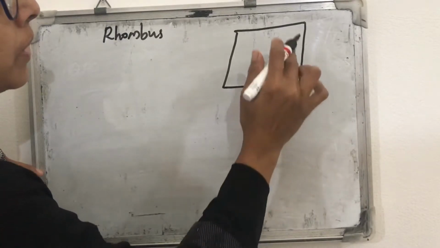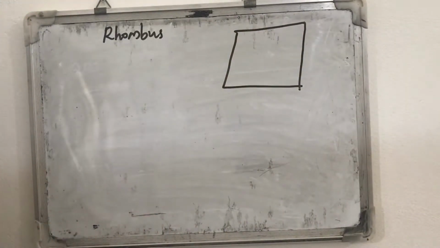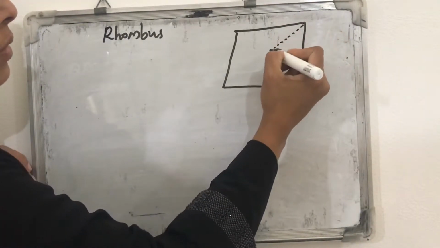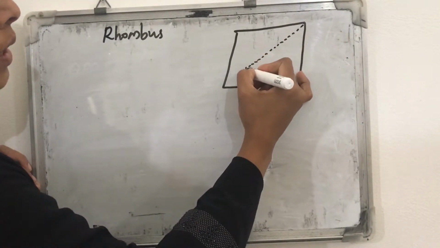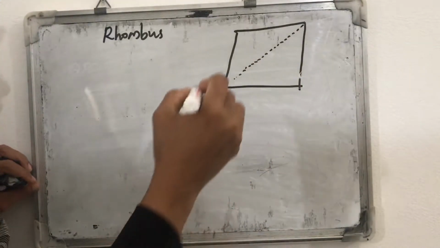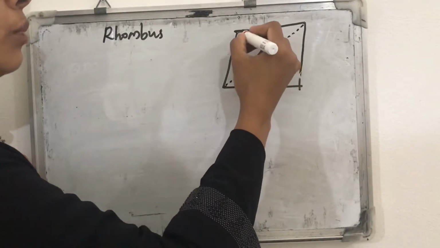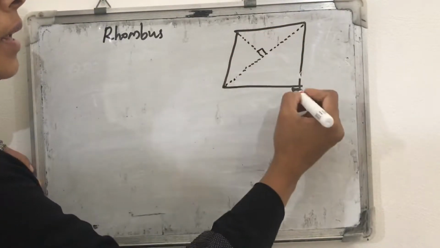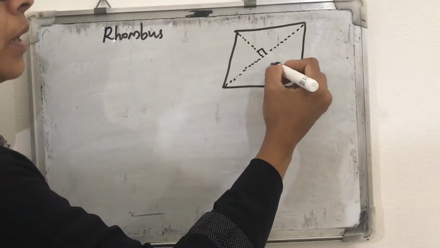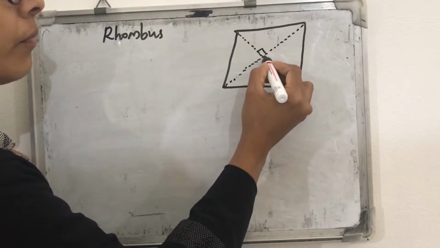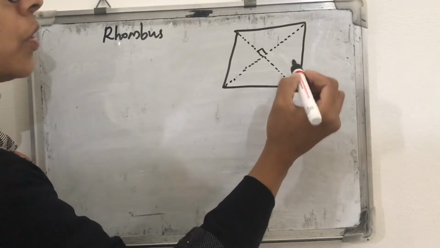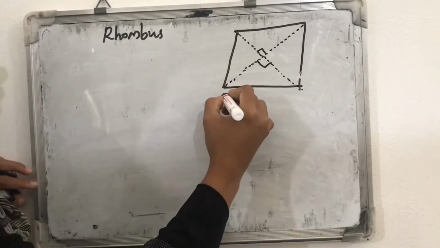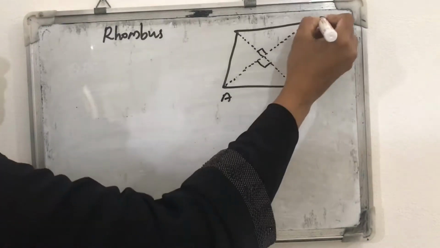All sides will be equal for a rhombus. So in this case also, we split that rhombus into two triangles, and mark the heights for both. Here this is the height, so this angle will be 90 degrees, and here also we can take the height, which will also be 90 degrees. So we can give the names A, B, C, D.